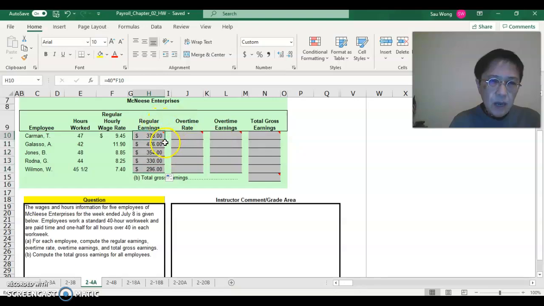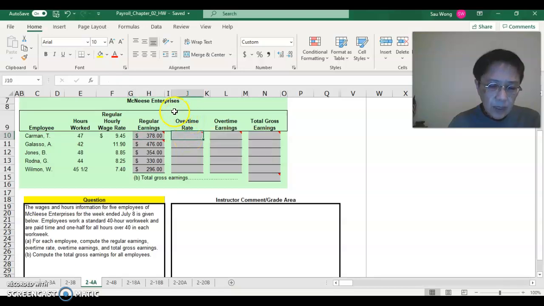Or you can choose to copy. Let's say you want to copy H10 to H11, let's delete the H11 box first. You put the cursor on H10, go to this copy, and then go to H11 and click paste. If you want to get rid of this dotted line, you hit escape. Okay, so the dotted line goes away.